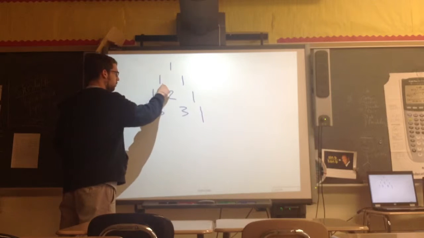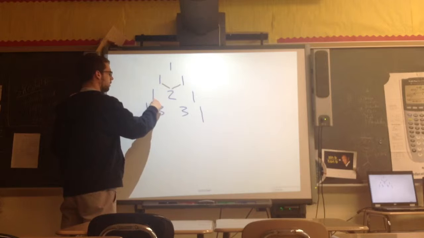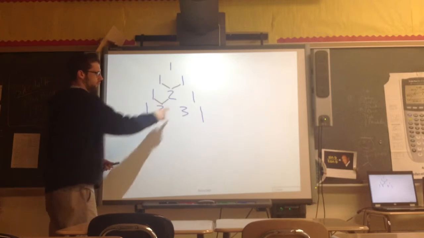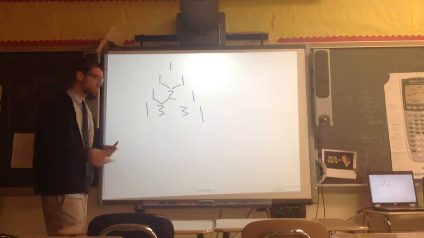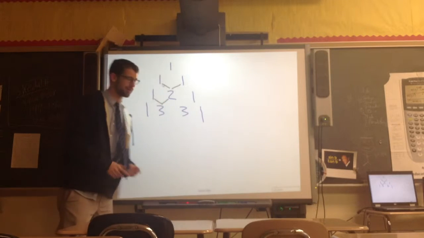So right here I've added 1 and 1 to get 2. Here I've added 1 and 2 to get 3. Same for that 3. The other thing we need to know is that there are always going to be 1s on the end. So we're going to start with a 1 and end with a 1.